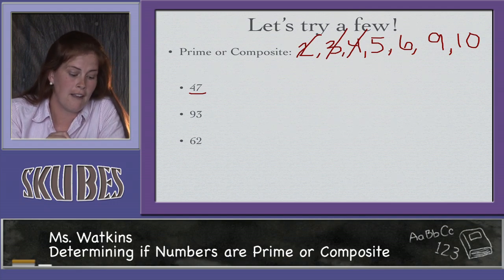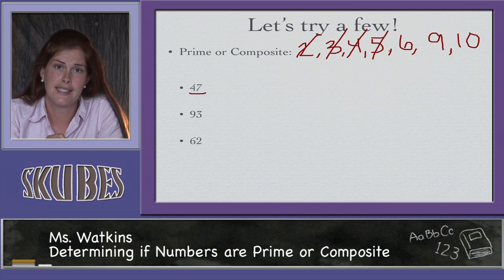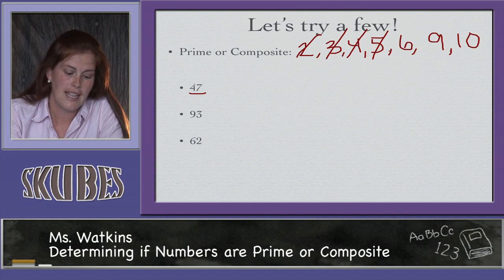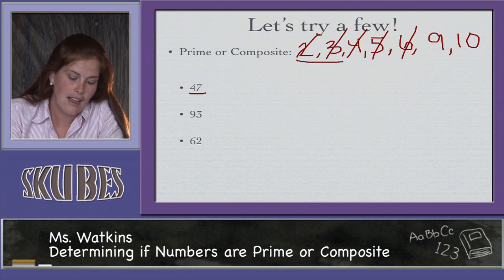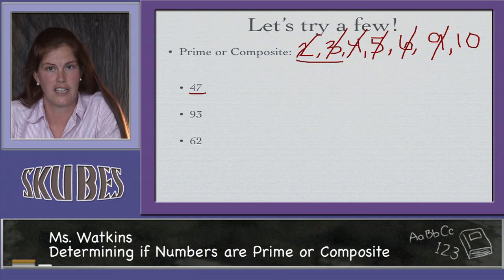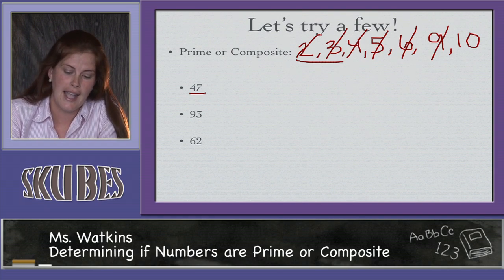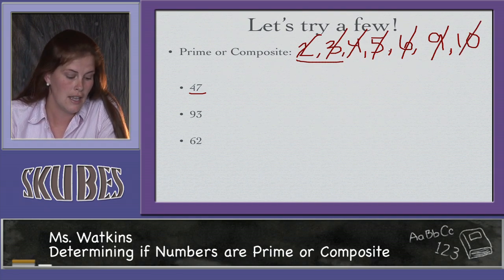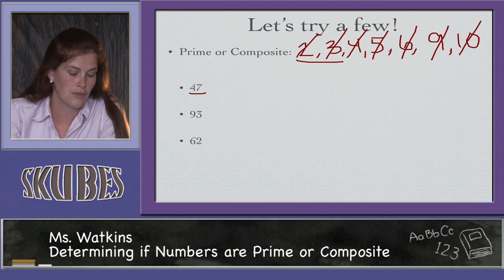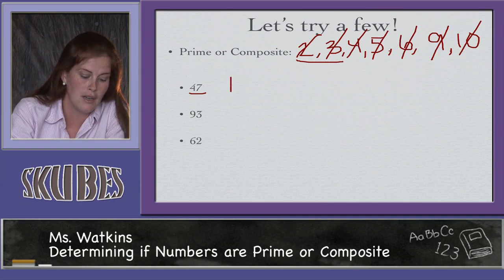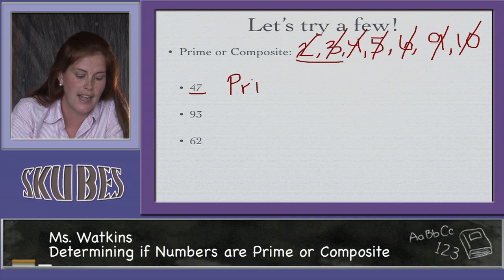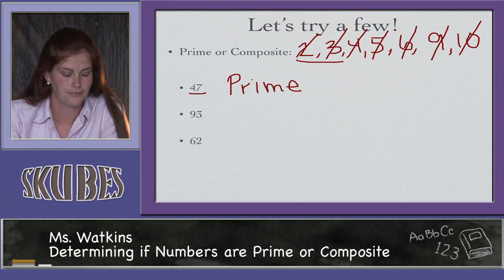It is not divisible by 5 because it does not end in a 0 or a 5. It is not divisible by 6 because it was not divisible by 2 and 3. It is not divisible by 9 because when I add 4 plus 7 together, 11 is not divisible by 9. And it is not divisible by 10 because it does not end in a 0. So 47 is a prime number because it can only be divided by 1 and itself.